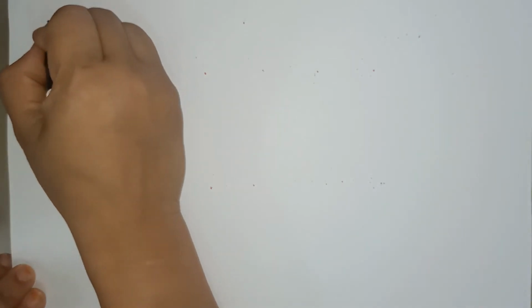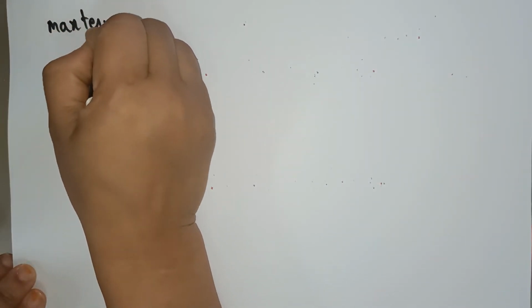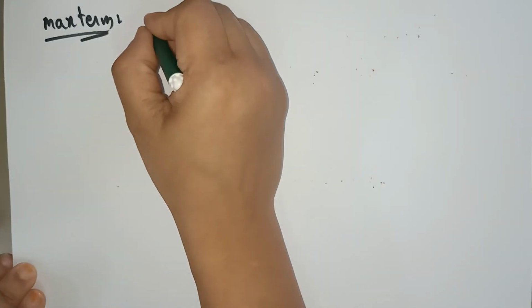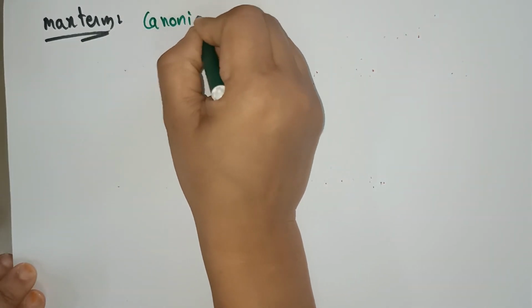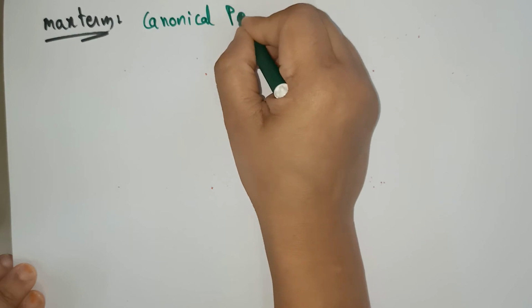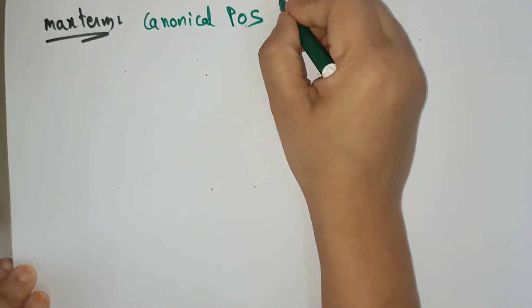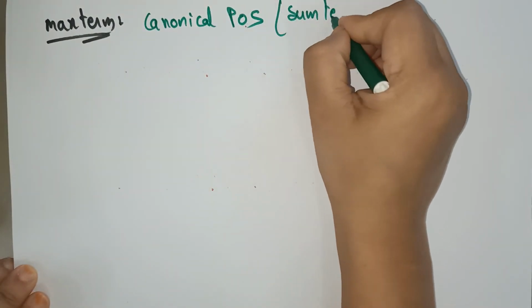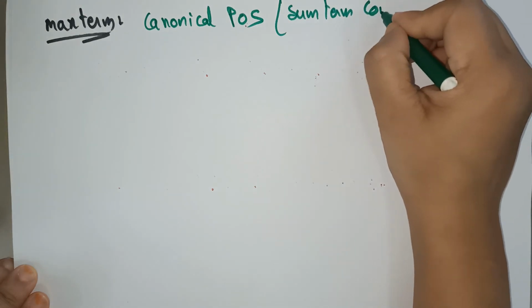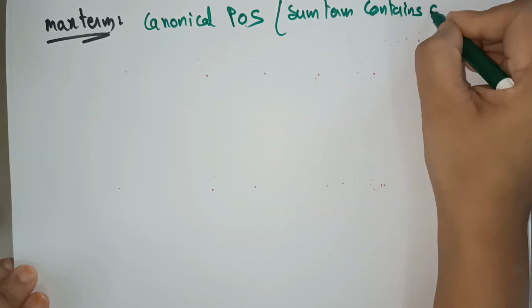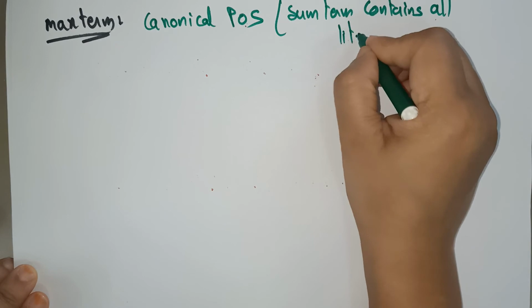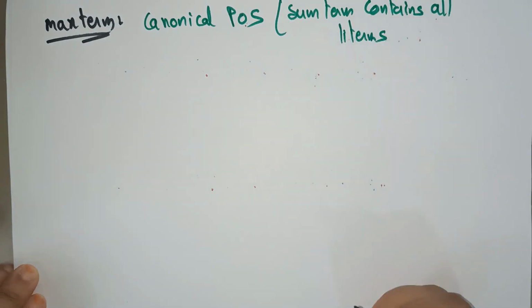Now let's have a look at the max term. In the same format, what does max term mean? A max term is nothing but the canonical product of sums. It means the sum term, whatever sum term we have taken, contains all literals. Remember, it should contain all literals. The sum terms contain all literals. Okay.